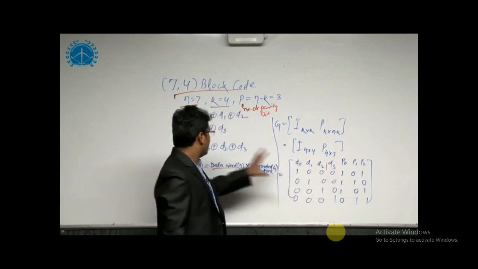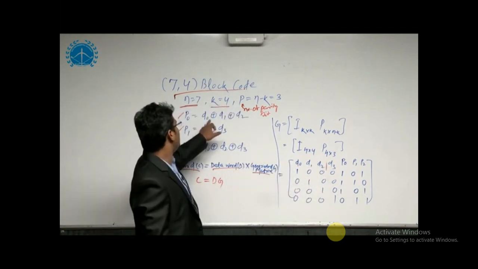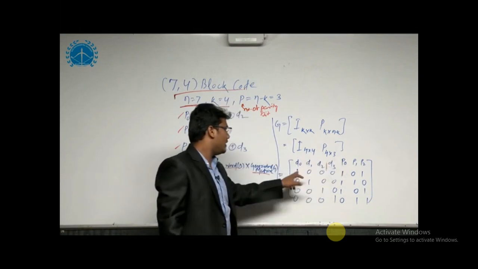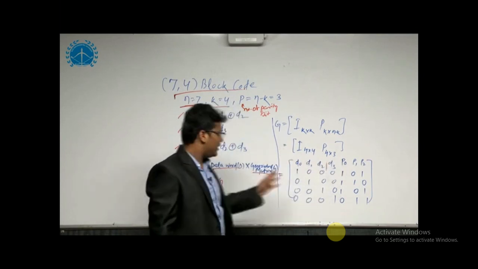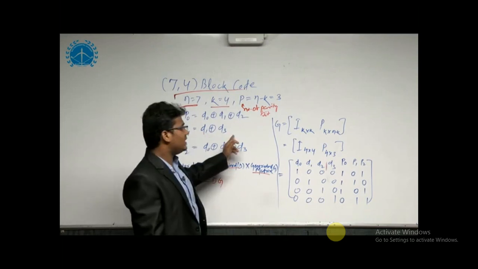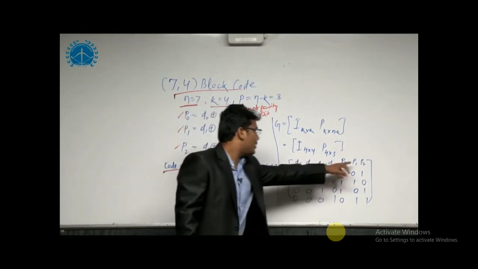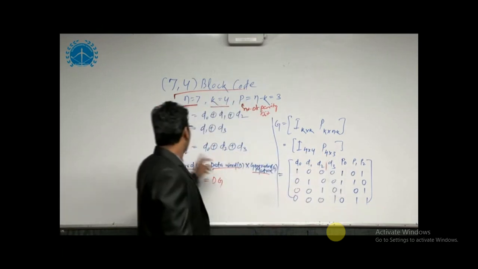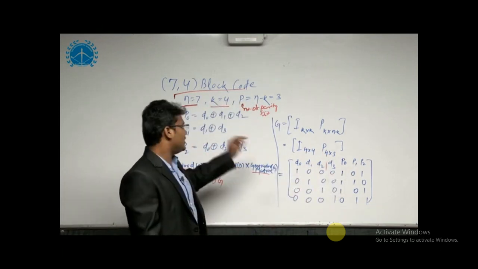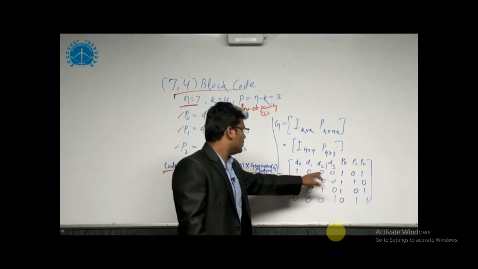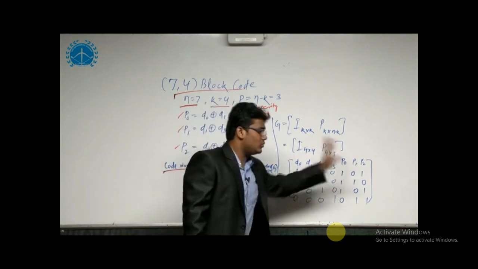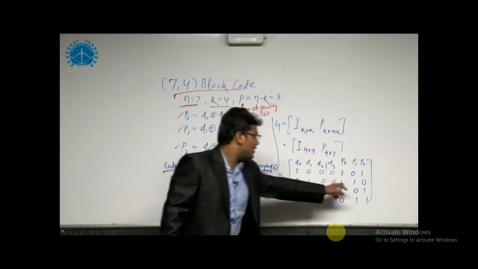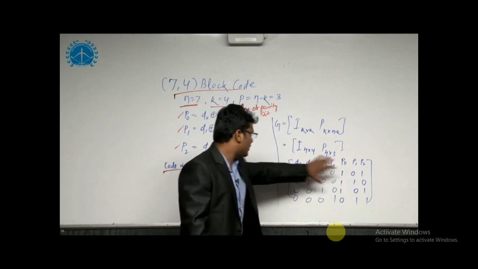Using the formulas given, P0 equals D0 XOR D1 XOR D2. For the first row I get P0 as 1 XOR 0 XOR 0, which is 1. Then P1 is D1 XOR D3, which is 0 XOR 0, so I get 0. Again P2 is D0 XOR D2 XOR D3, where D0 is 1, so 1 XOR 0 XOR 0 is 1. Like this I do for the remaining rows, following the same relationship, and then I get the parity matrix.